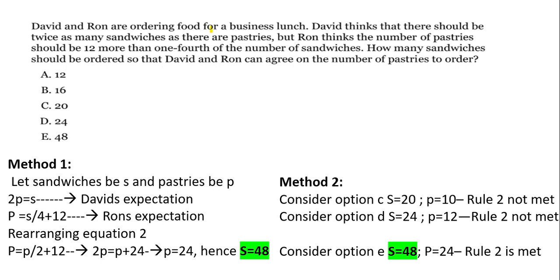Now let's consider the final option, 48. If the number of sandwiches is 48, then the number of pastries is 24, and 1 by 4th of 48 is 12. So is the number of pastries in this case 12 more than that? Yes. The number of pastries is 24, the quarter of sandwiches is 12, and the difference is 12. So Ron's expectation is met, and David's expectation is met as well. So this option satisfies both the conditions, and hence option E is the answer. So this is another way of solving this.